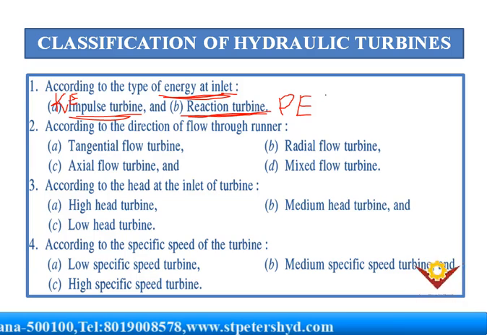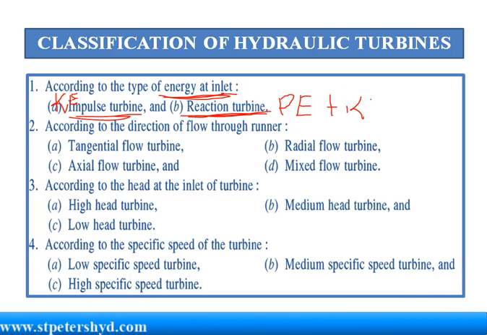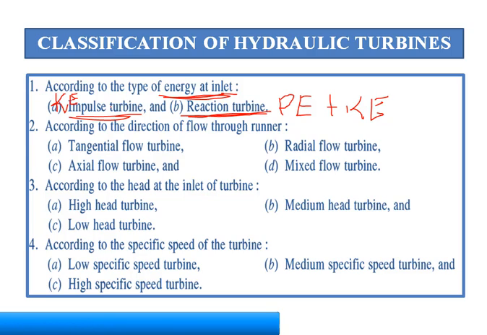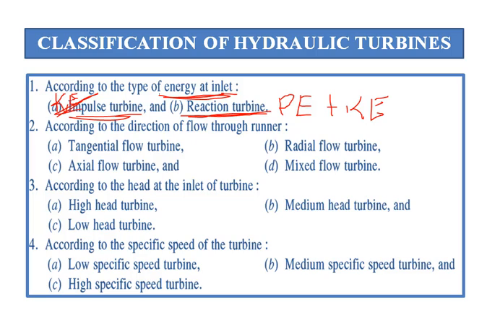and kinetic energy. So in the impulse turbine we have only kinetic energy as the energy inlet, and in the reaction turbine we have potential energy and kinetic energy as the inlet.